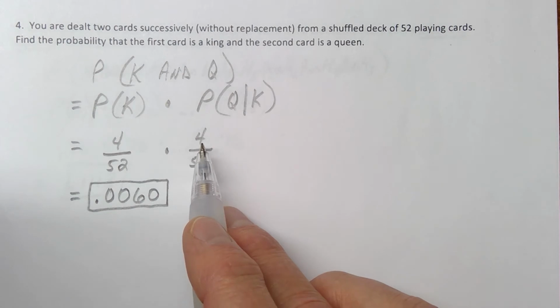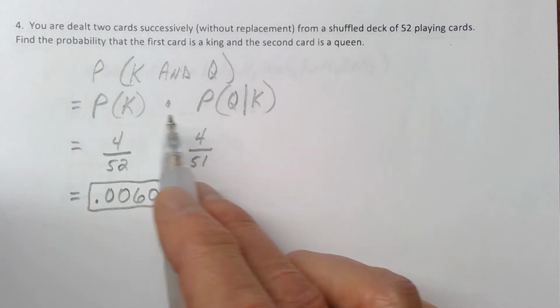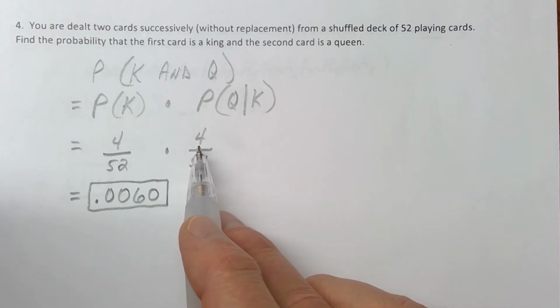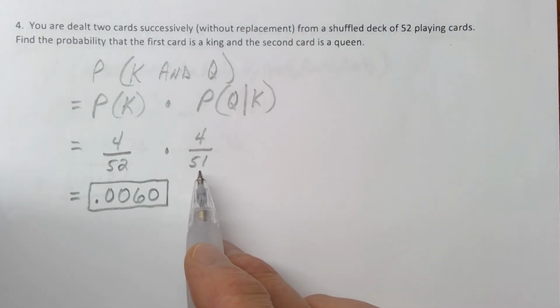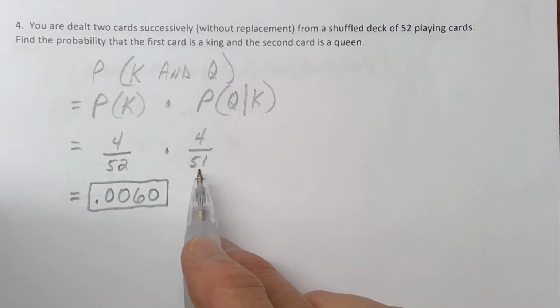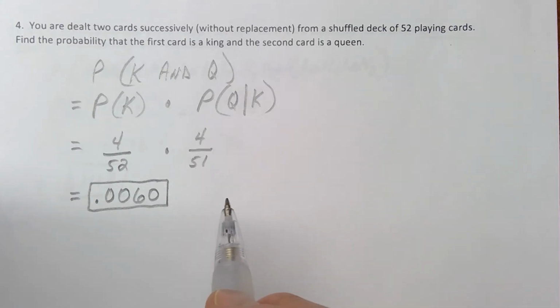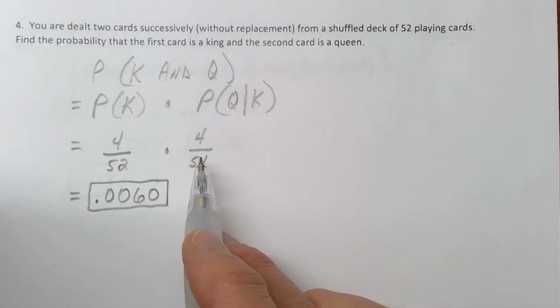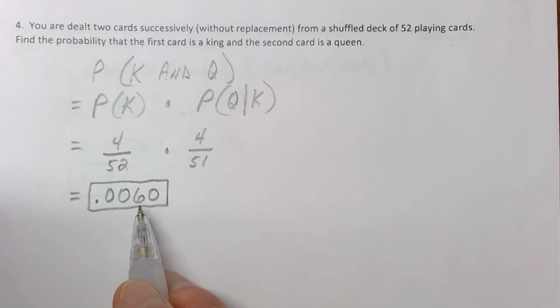Well, there's still 4 queens, all right? You drew a king, you didn't draw a queen. So you drew a king out, there's still 4 queens, but there is 1 fewer cards in the deck, because that king that you drew out, you didn't put him back. All right, so you got to pay attention, because sometimes both numbers change, sometimes just one number changes. But without replacement, you can count on the probabilities being different. And again, we have a less than 1% chance of that happening.